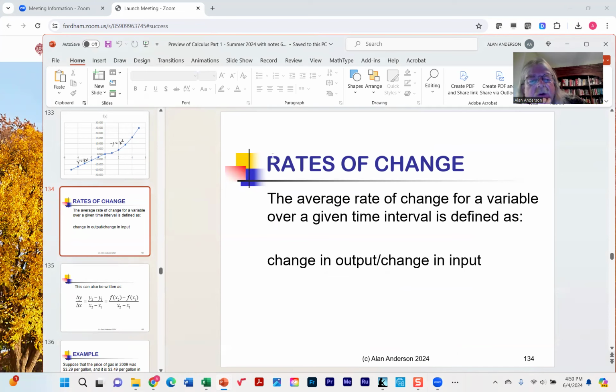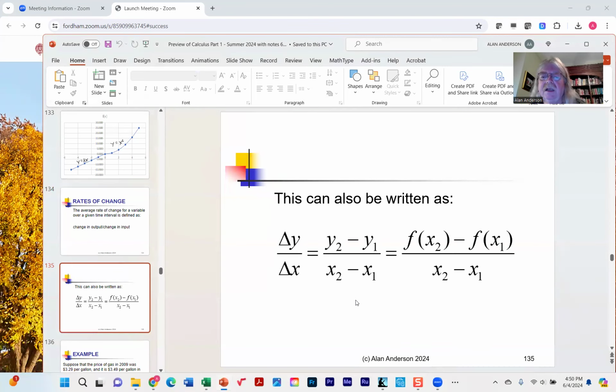So here, for example, what we're interested in is figuring out if X changes by some given amount, what impact does that have on Y? So we formally define a rate of change as the change of output, meaning the value Y, given a specified change in X, which is the input. Now, you recognize this formula. This is just the slope of a straight line. It's the same exact concept.